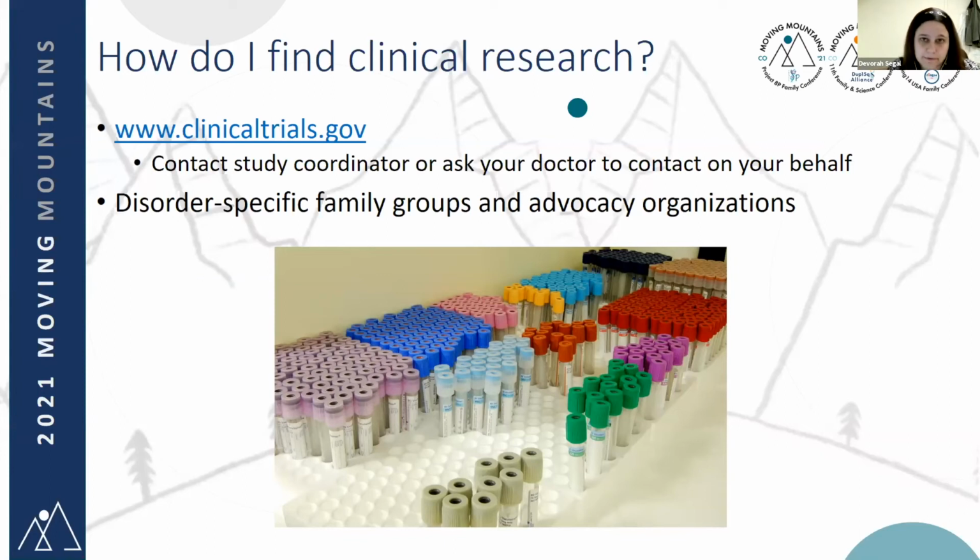Alternatively, if you have a physician you're working with, they can reach out to the study coordinators, and I do that all the time for patients and say, hey, I see you're studying metachromatic leukodystrophy. I have a patient who might qualify. How can I get him enrolled in your study?